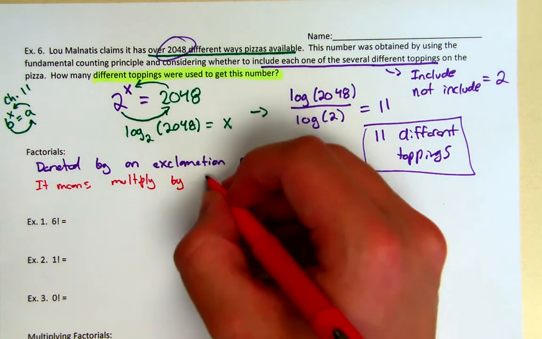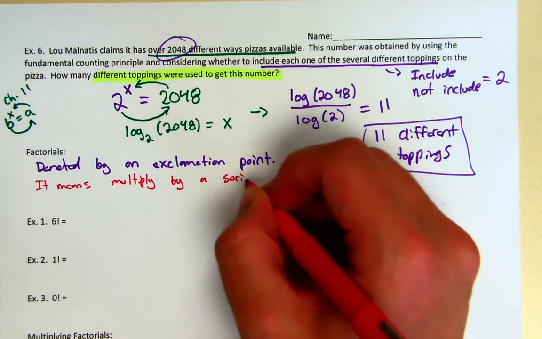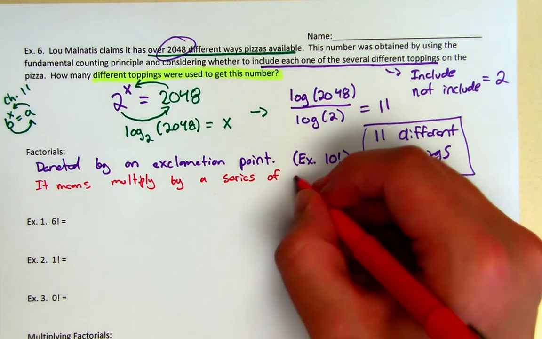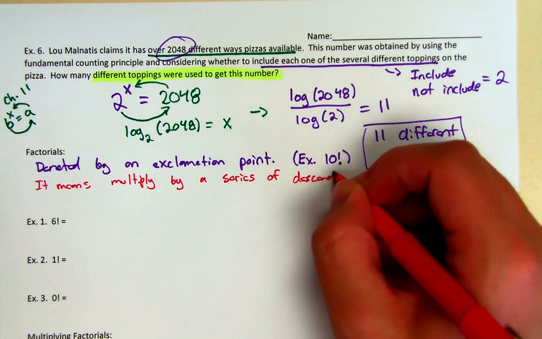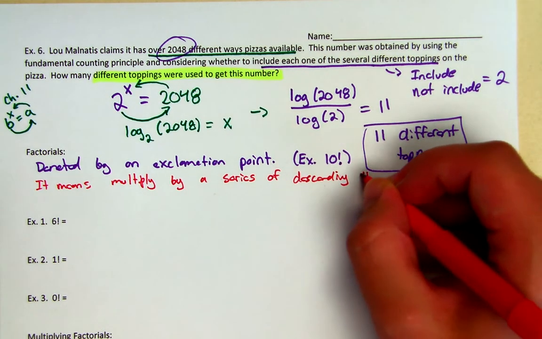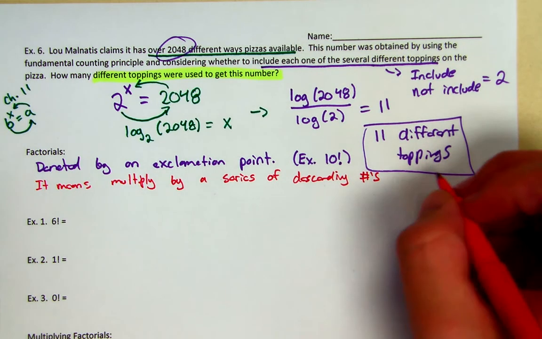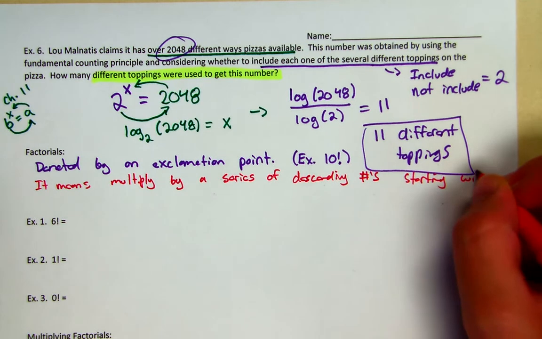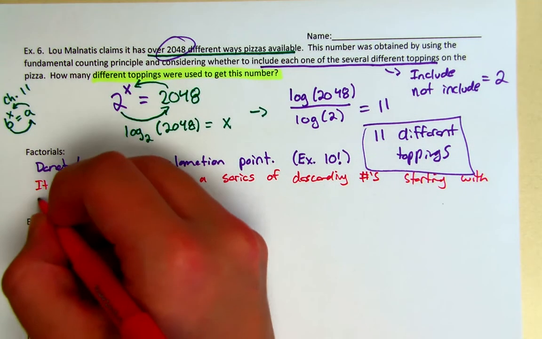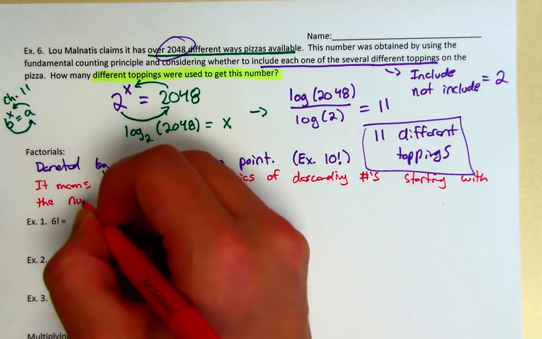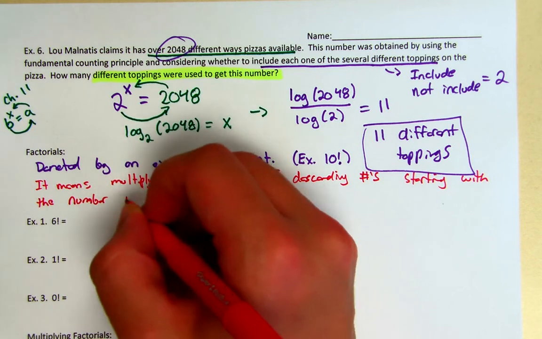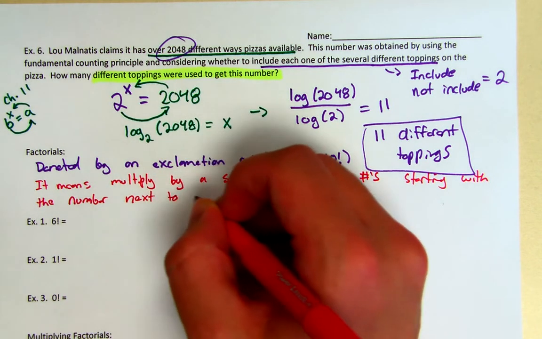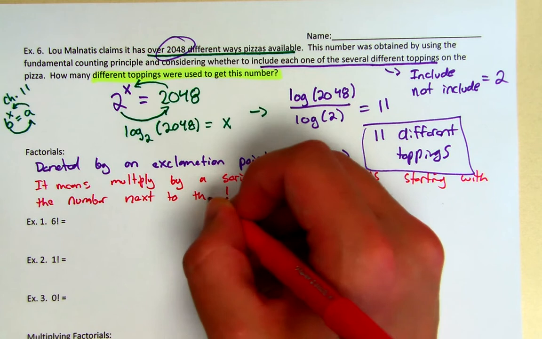by a series of descending numbers starting with the number next to the exclamation point.